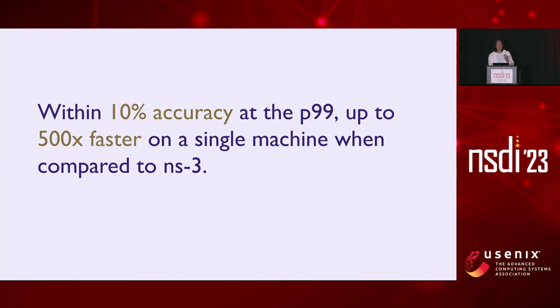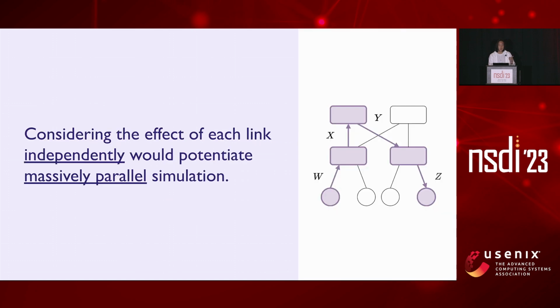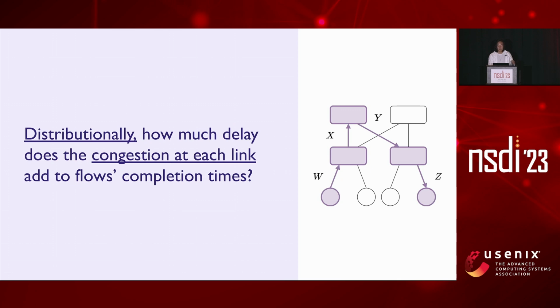The speed up does not come for free. We do lose some accuracy to approximation, but the central theme is to cede little bits of accuracy for big returns in simulation time. So now I'm going to tell you how to take that estimate from 11 hours to 80 seconds. Here's an idea. If we could somehow consider the effect of each link independently, then large simulations would become almost embarrassingly parallel. Say it a different way. Since we're interested in aggregates, distributionally, how much delay does the congestion at each link add to flow's completion times? Where delay is just how much a flow was slowed down by congestion at a particular link.